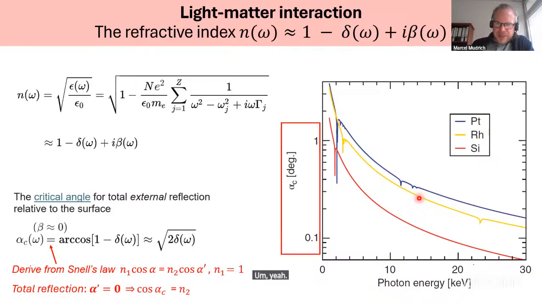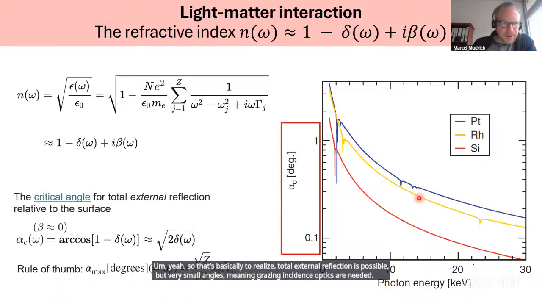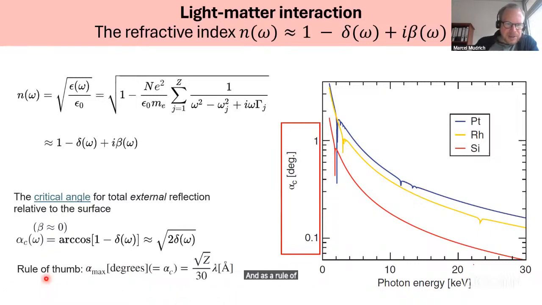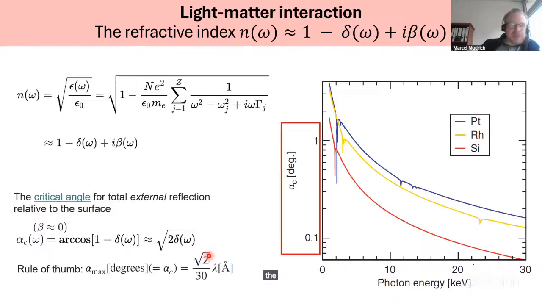So that's basically to realize total external reflection is possible, but at very small angles, meaning grazing incidence optics are needed. And as a rule of thumb, you can simplify this and plug in numbers: the critical angle is something like the square root of Z, where Z is the atomic charge, or the number of electrons per atom, divided by 30 times the wavelength.